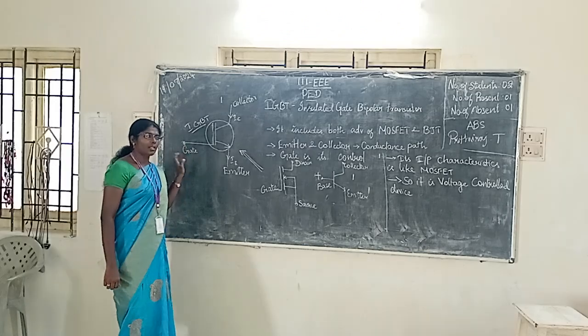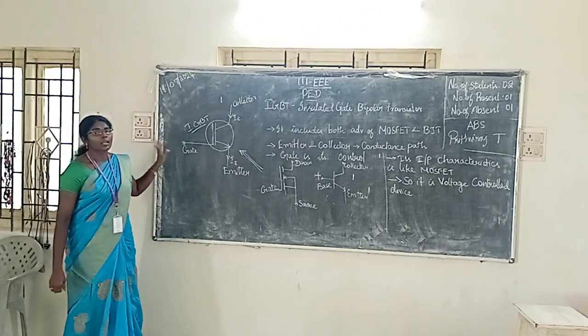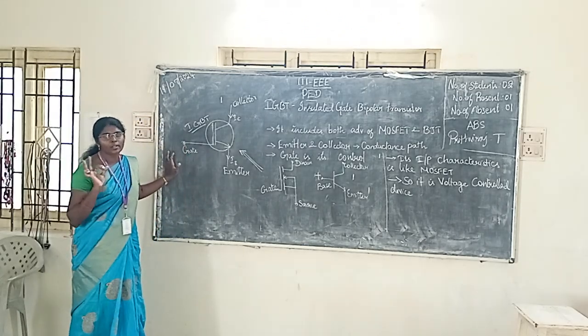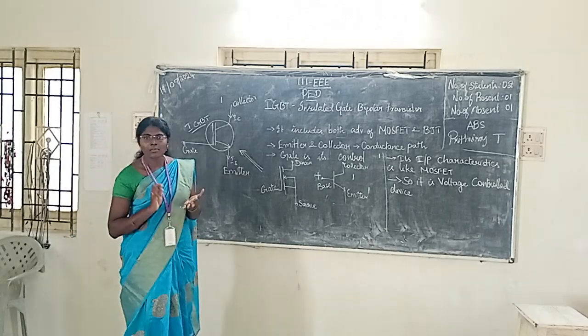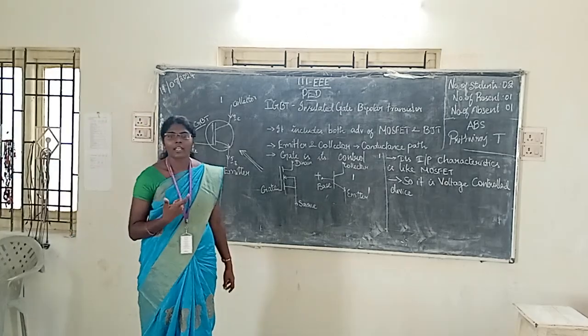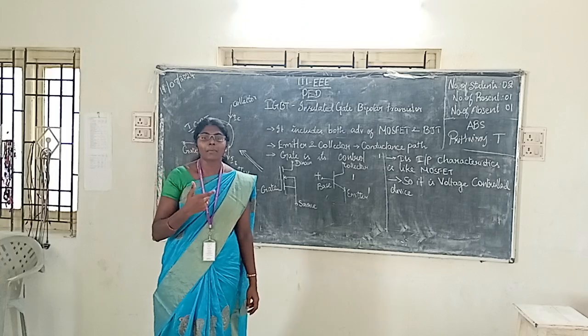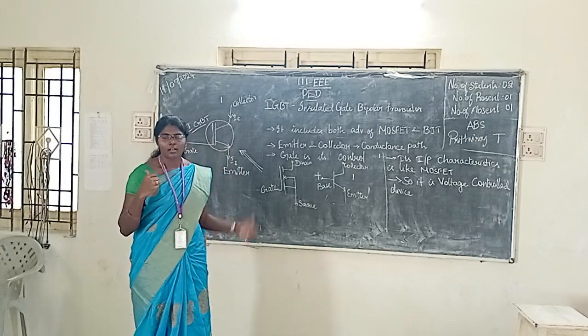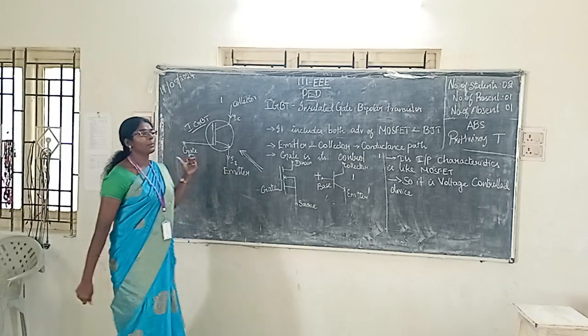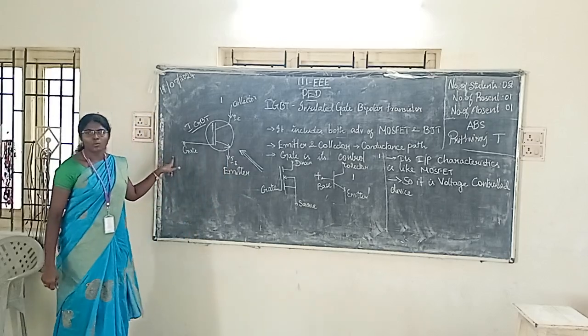So what is the terminal for gate purpose? The purpose of the gate is to control this. We are going to give the gate signal in terms of what we will call the firing angle. By means of some signal we can control this conductance. For that purpose the terminal called gate is there.